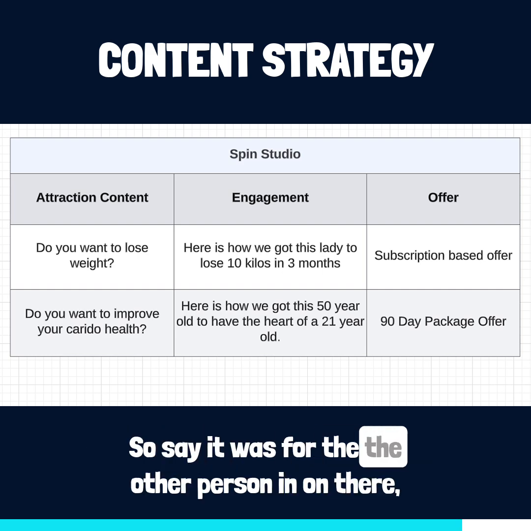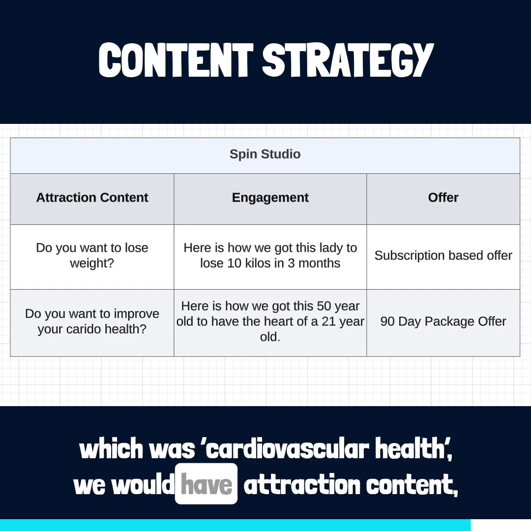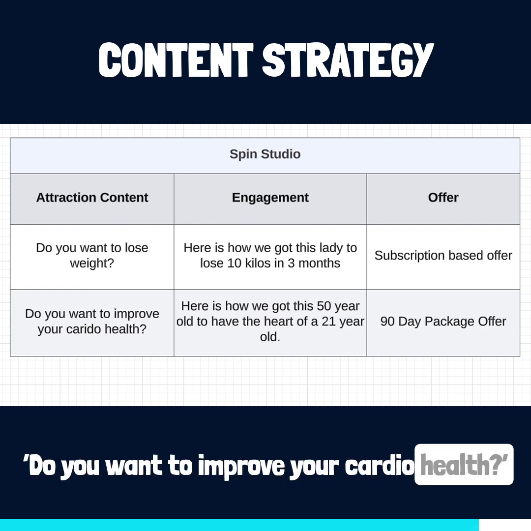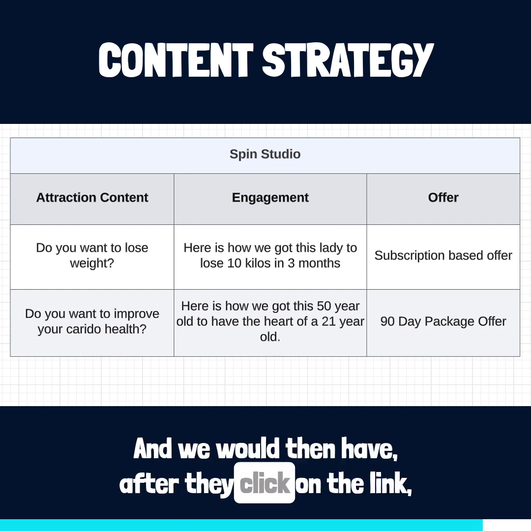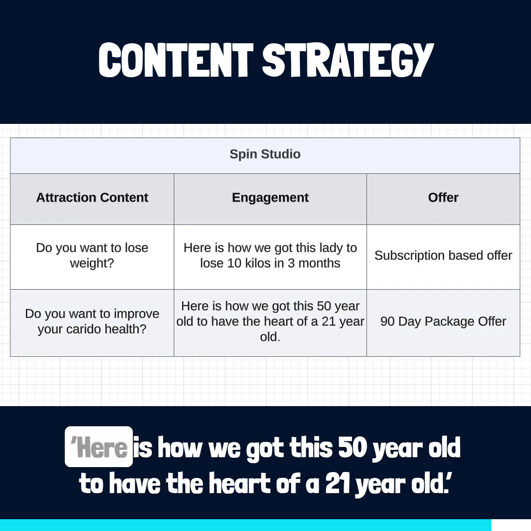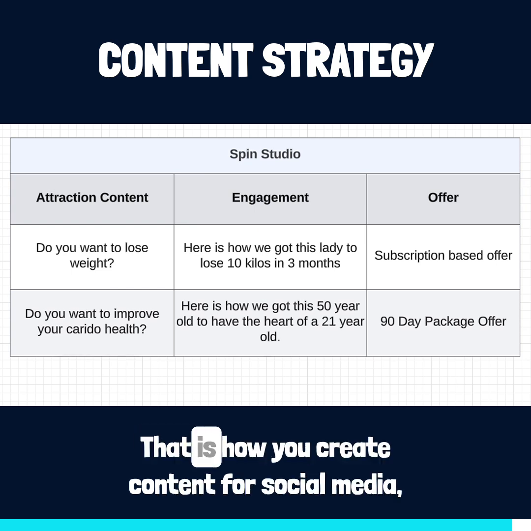Say it was for the other persona, which was cardiovascular health, we would have attraction content: do you want to improve your cardio health? After they click on the link, it would switch over to an engagement campaign: here is how we got this 50-year-old to have the heart of a 21-year-old. And we would then have the offer, which could be a subscription-based offer or a 90-day package. And that is how you create content for social media.